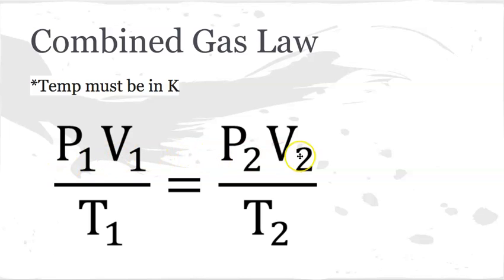P1V1 equals P2V2, just straight across the top. We have V1 over T1 equals V2 over T2. And we have P1 over T1 equals P2 over T2. But you can just do all of them at the same time. And this is the combined gas law. As with all of our calculations here, temperature must be in Kelvin. Otherwise, you're going to end up with negative pressures and volumes, and everything's going to be terrible.